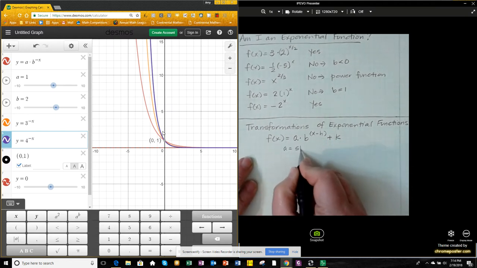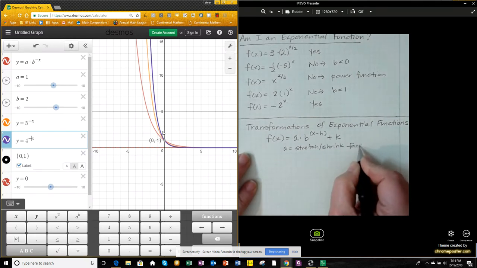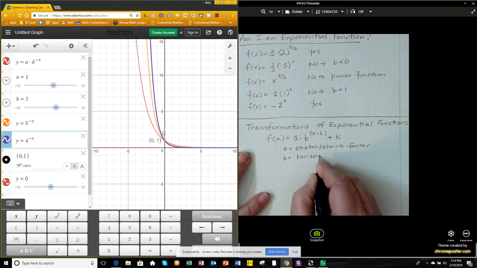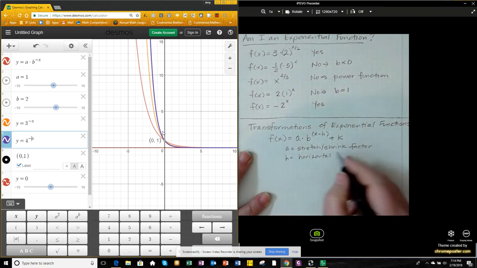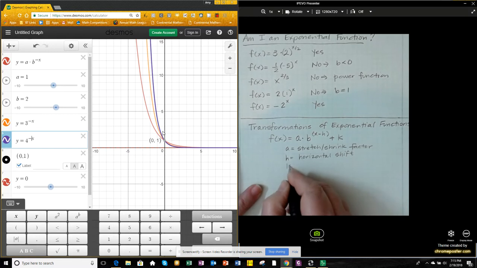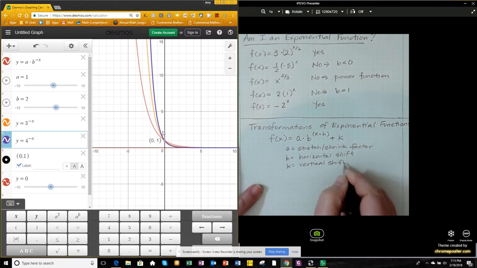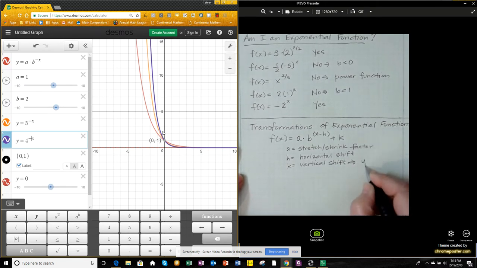So a is equal to the stretch or shrink factor, things that we're used to. H is the horizontal shift. K is the vertical shift, and that would be up or down. Okay? And what's really cool about the vertical shift is that this is always equal to the horizontal asymptote. Nice to know. It's also your end behavior limit, which is nice to know.